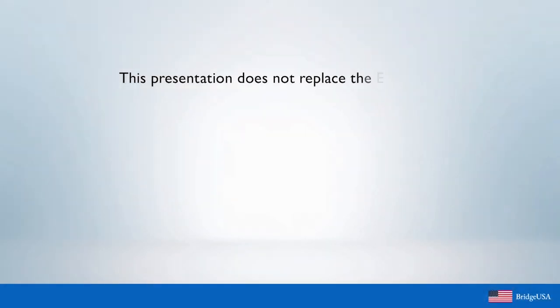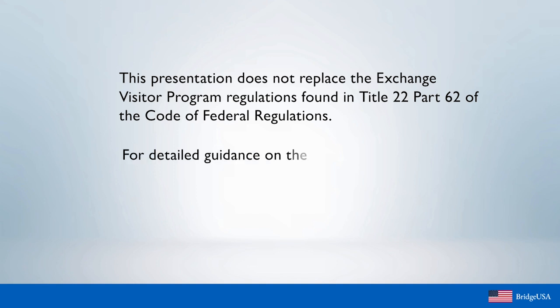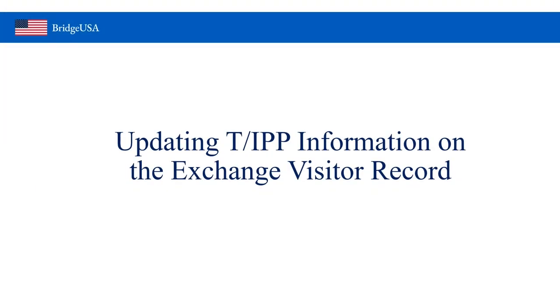This presentation does not replace the Exchange Visitor Program regulations found in Title 22, Part 62 of the Code of Federal Regulations. For detailed guidance on the Exchange Visitor Program, visit j1visa.state.gov. We will now demonstrate how to update TIP information on an Exchange Visitor record.